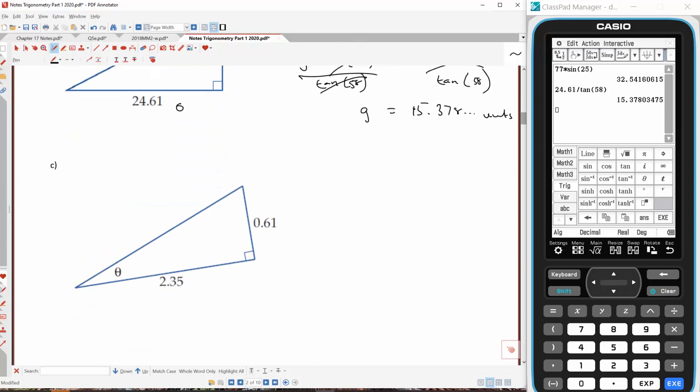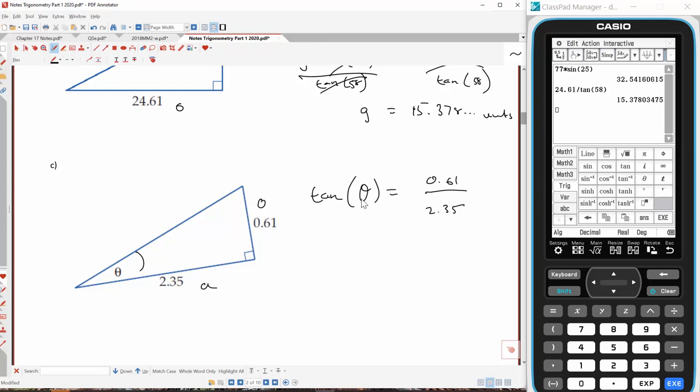All right, at this particular point, what we've got is we don't know what this angle is here, but we know this and this length here. So what have we been given? That is opposite the angle, and this is adjacent to the angle. So what trig ratio covers those two scenarios? It's going to be tan again. The tan of theta equals the opposite, which is 0.61, over the adjacent, which is 2.35. All right, what's it going to be? How do I work this out?